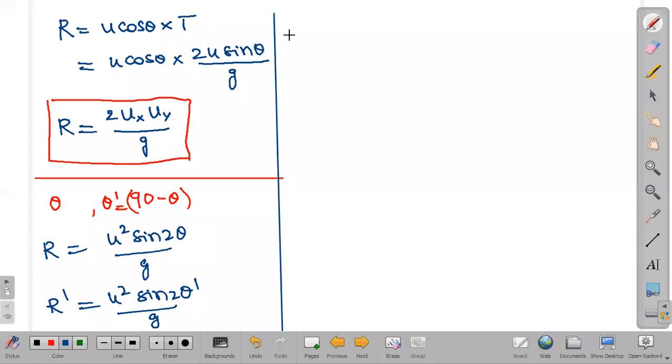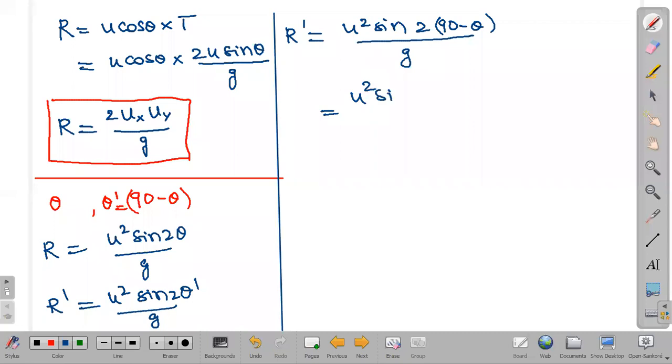So R dash equals, what do we get, u square sin 2 into 90 minus theta, by g, I will be getting. Now u square sin 2 into 90 minus theta: sine of 180 minus 2 theta is again, by the trigonometric identity, the same sine function, so sin 2 theta only we will be getting. This comes in the trigonometric part.